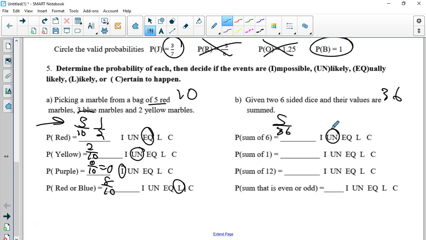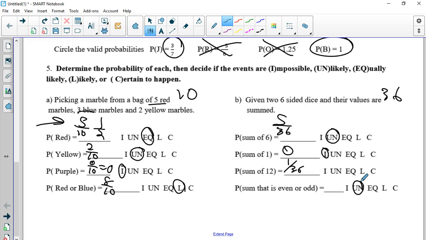The sum of 1. You throw 2 dice, there's no way to get 1. So that's 0, and that's impossible. Unless your dog comes by and eats one of your dice. Sum of 12. Okay? Well, there's only one way to get that, and that's a 6 and a 6. So that's 1 out of 36. Okay? And that's pretty unlikely.